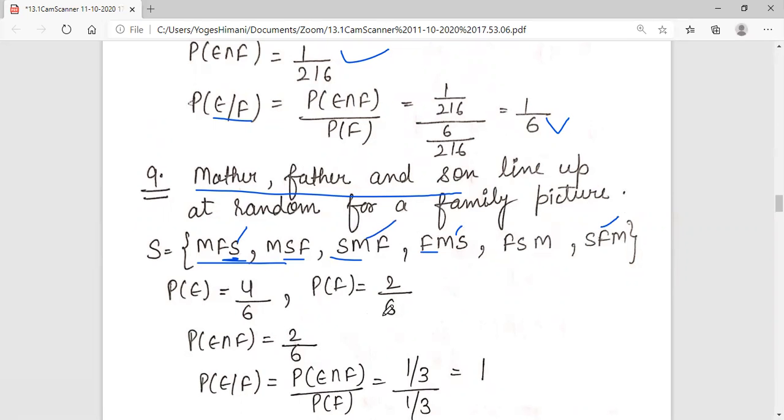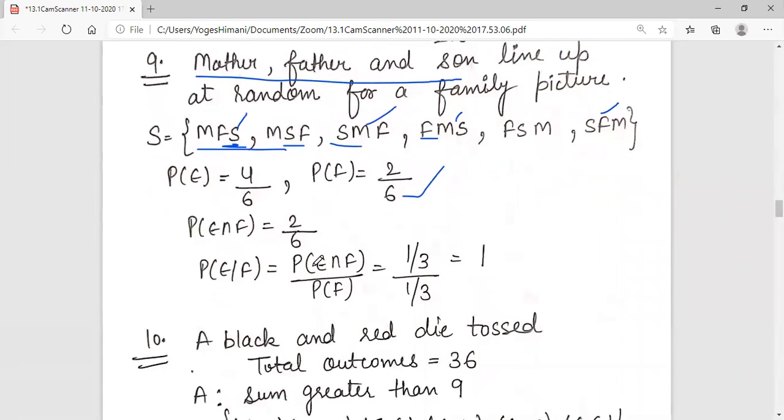F means the father is in the middle. 2 are there, 2 by 6. How many are common in them? 2 are common, 2 by 6. And we have to find the probability of F by E. Again the formula, P of E intersection F upon probability of F. 1 by 3 upon 1 by 3 is equal to 1.